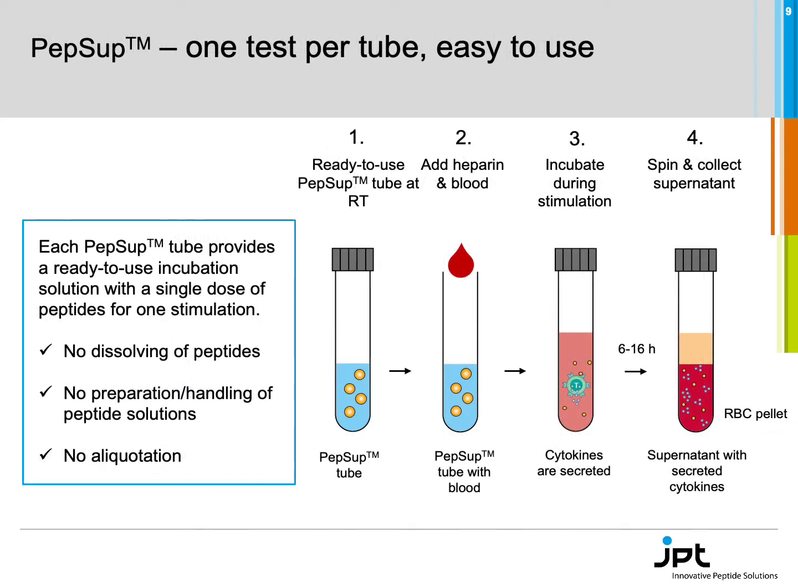PepSup can make your life a lot easier. JPT can provide ready-to-use tubes containing enough peptide for one test in a special peptide incubation solution. You simply have to add whole blood to the tube, move the tube gently to allow mixing, and incubate. The incubation solution does not require CO2 for attaining the correct pH value. Following incubation, the tubes are spun and the supernatant is collected and stored for analysis.